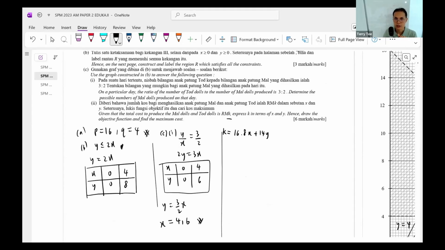That's your objective function. Let me draw this further to the left. This is your objective function. They say express K in terms of x and y, so this is Roman 2. And then hence draw the objective function and find the maximum cost.